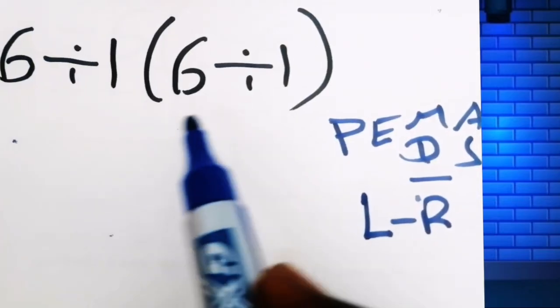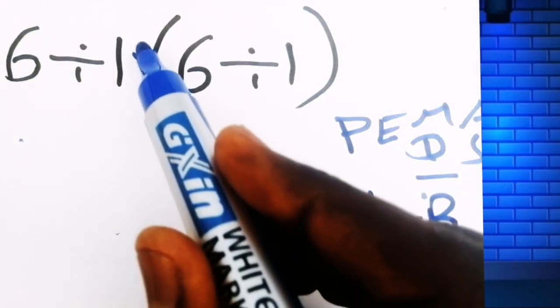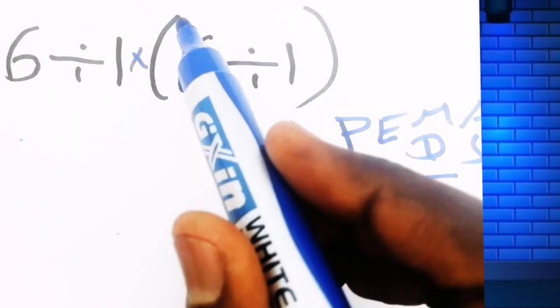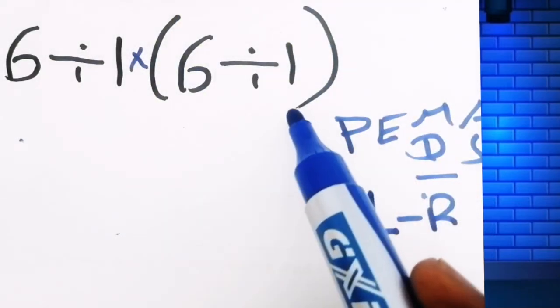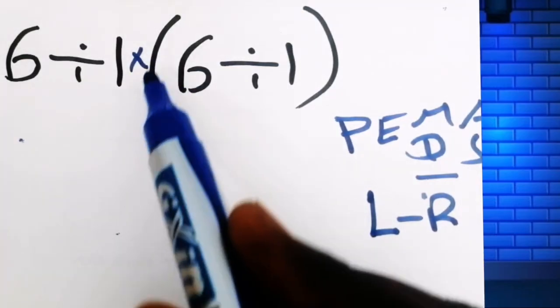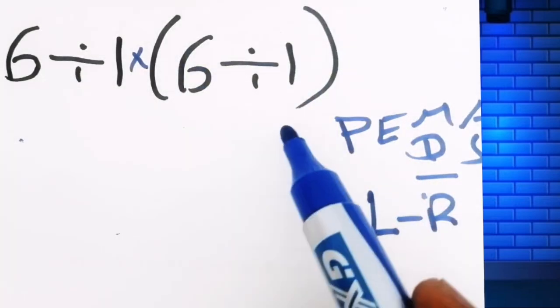In this expression there is one parenthesis, one division, and one multiplication here. So according to PEMDAS, first we have to do this parenthesis, and then this division, and finally this multiplication. If we do this multiplication before this division or this parenthesis, it is wrong.